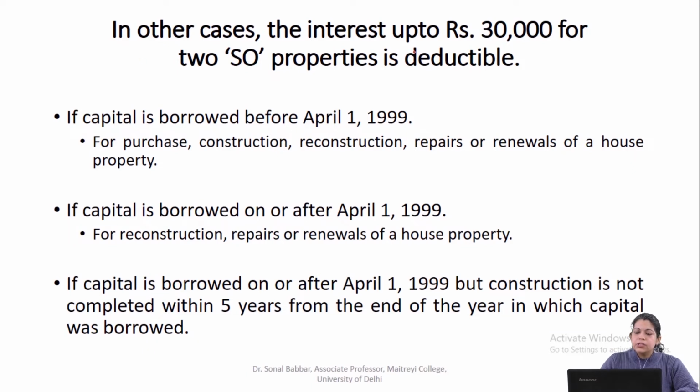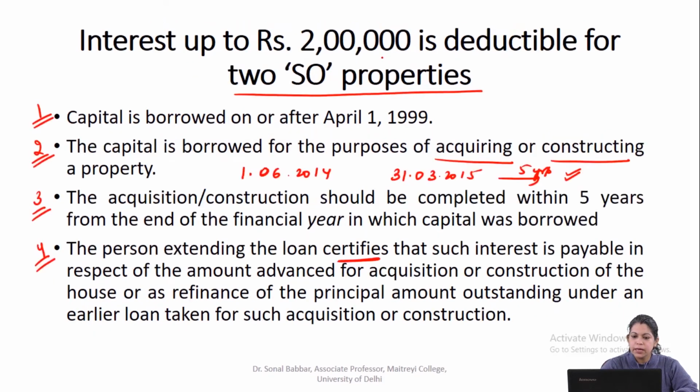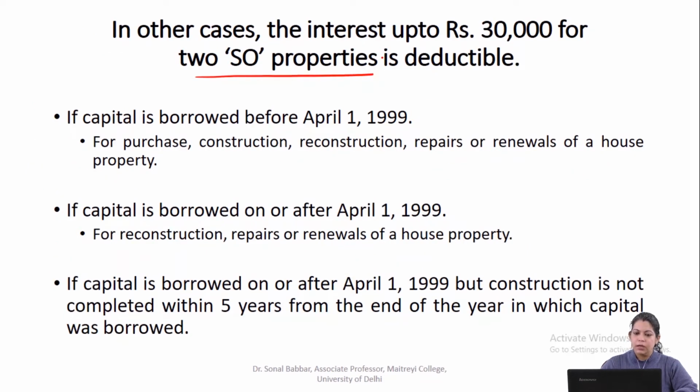In other cases, the interest up to rupees 30,000 for self-occupied properties is deductible. That means the higher limit of 2 lakh is deductible if these 4 conditions are simultaneously satisfied. If any condition is not satisfied, then the lower limit of 30,000 will be applicable. For example, if capital is borrowed before 1st April 1999, it could be borrowed for purchase, construction, reconstruction, repairs, or renewals of a house property. The limit of 30,000 will be applicable.